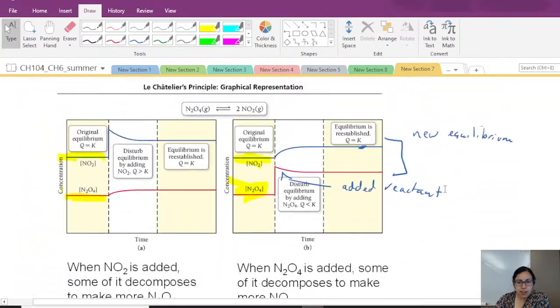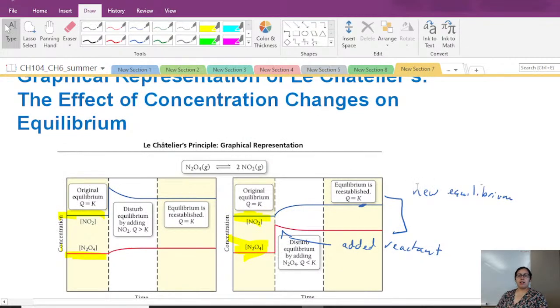That was a really confusing way to say it. We consume some of this artificially added reactant, so it reestablishes a new equilibrium, but we still have more than before because we added a whole bunch. To compensate for that, we made more product. That's all that's saying, kind of wordy.